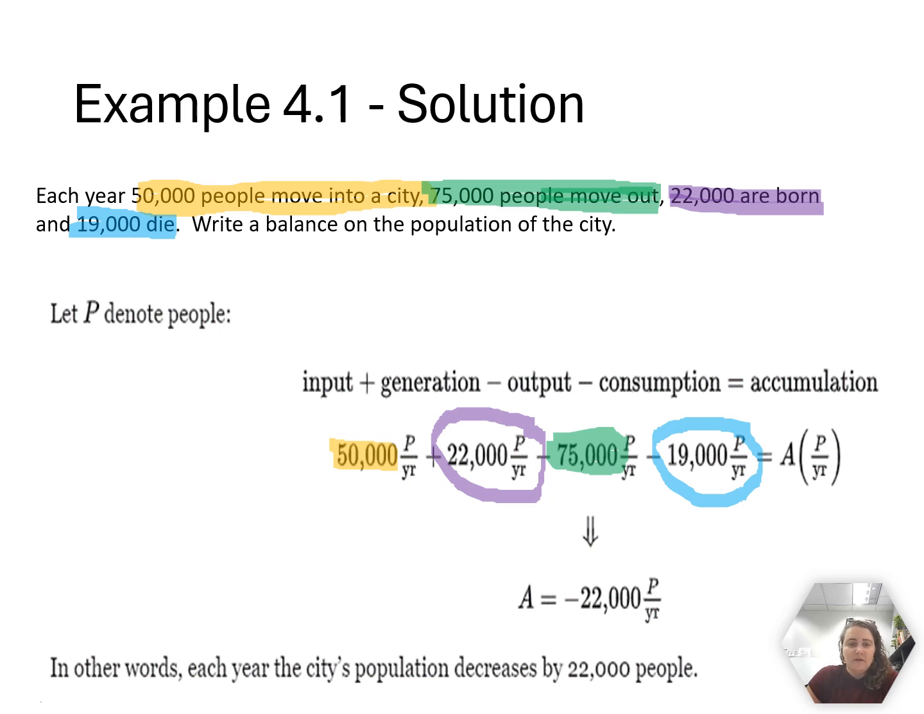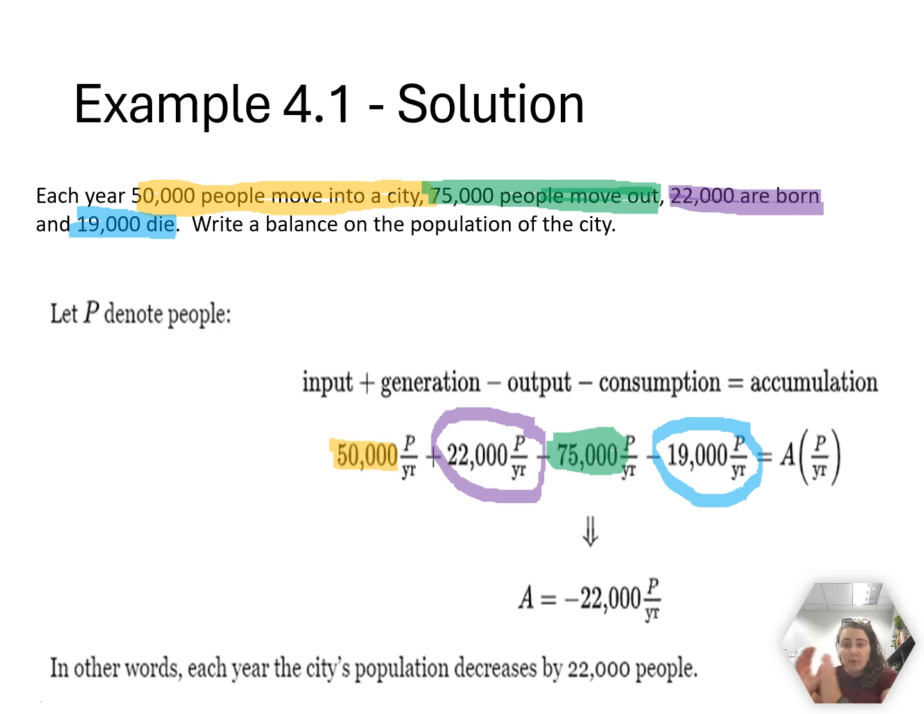So if we add all those numbers up, what we end up finding is that accumulation is negative 22,000 people per year. Remember, accumulation can be both negative and positive. So what this is telling us is that the city's population is decreasing by 22,000 people per year. This is just a very basic example of how we can use the general balance equation to think about what's coming in and out of the system.